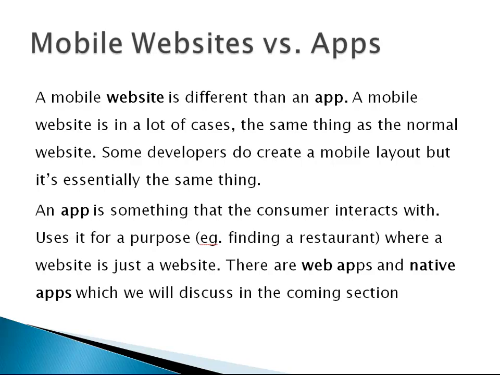And there are web apps and native apps, which we will discuss in the coming section. Web apps are usually HTML5, JavaScript, CSS. Native apps are usually in more high-level languages like Java or Objective-C. So we'll talk more about that later.